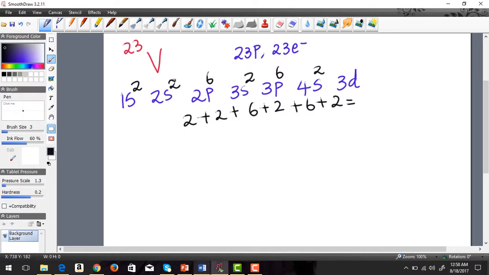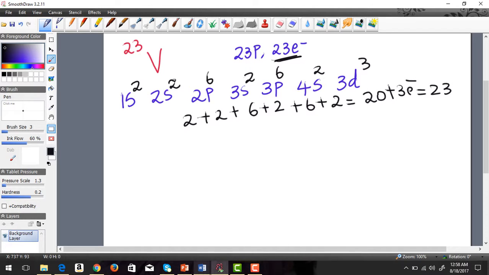Now, if you notice, that's 10, 12, 18, I believe 20, okay? But our target is 23, right? That means we add 3 more to get to 23. That means we add 3 here.